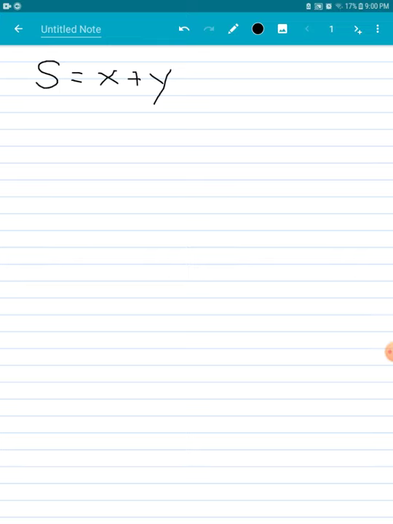Now we are given that the product of the two numbers x and y is 81. So let's denote the product by P. And in terms of x and y, that would be xy. And that is set equal to 81.